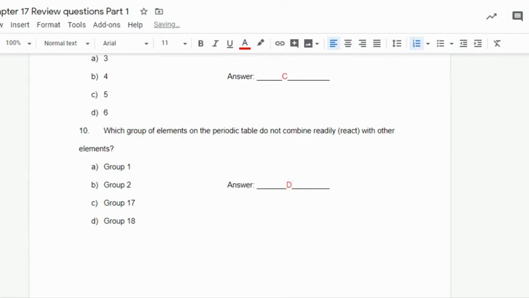And that group has a name because they are kind of too good, too snooty for all the other elements. They are known as noble gases. Noble gases are in group 18 and they are very unreactive. They tend not to react at all with any of the other elements. All right, so those are the answers.